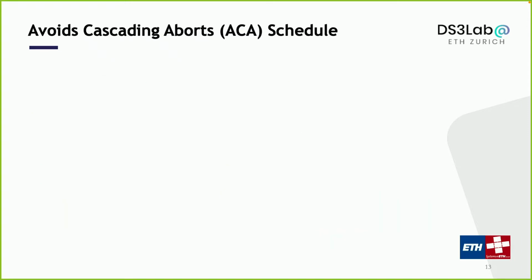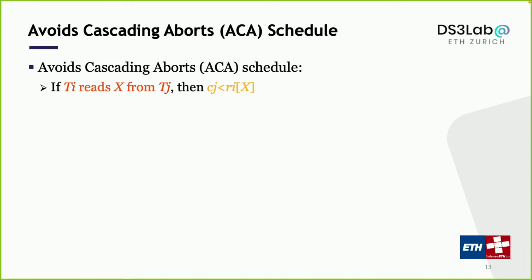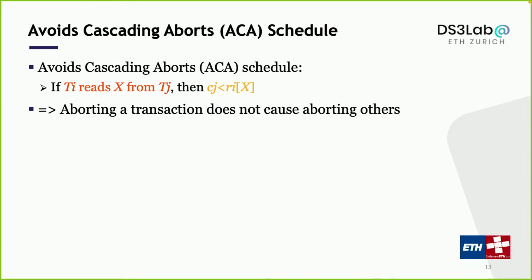And you can make this even stronger. Another family for recoverability is called avoiding cascading abort. As the name implies, it tries to avoid cascading abort. But here is a very precise definition of a schedule in this family. We say a schedule is in this family if and only if, when Ti reads X from Tj, then Tj must commit before Ti reads it. That's essentially what this means. So if a schedule is in this family, aborting a transaction will not cause cascading abort of other transactions.